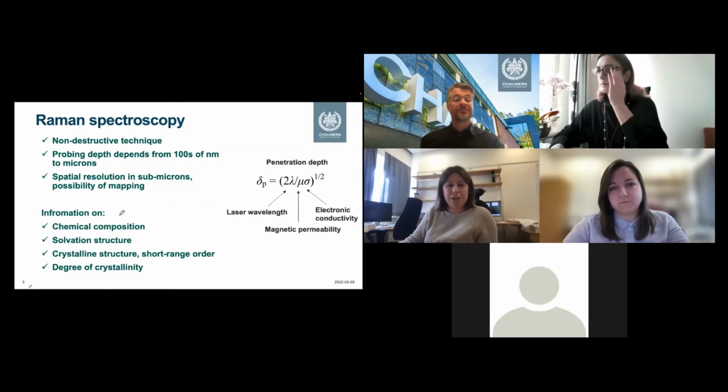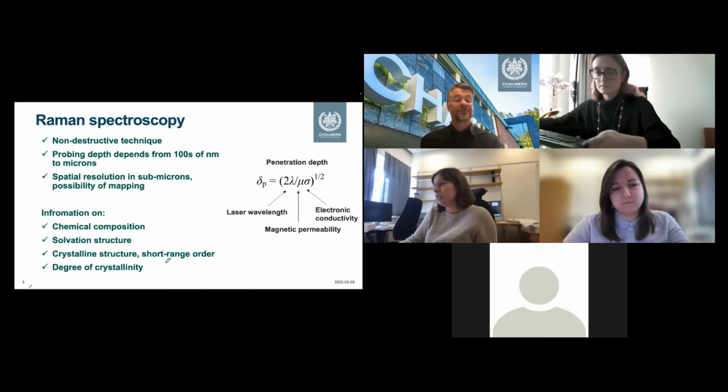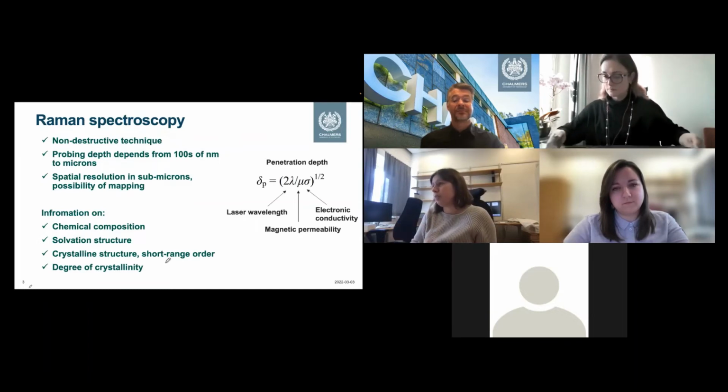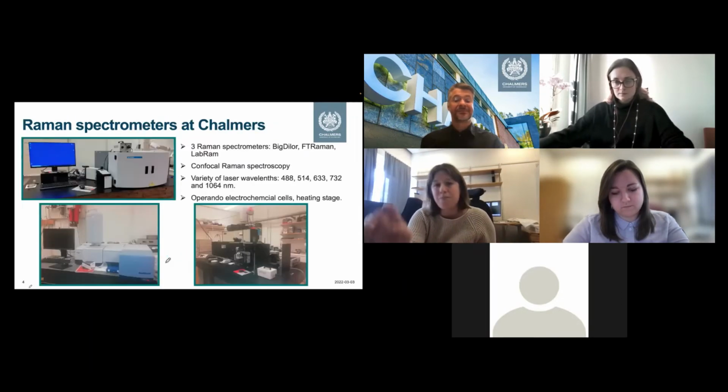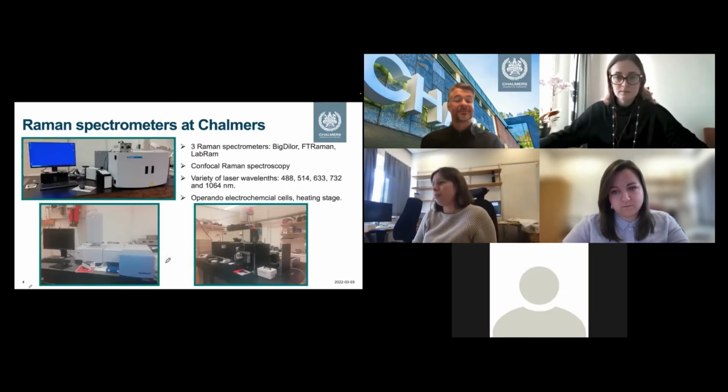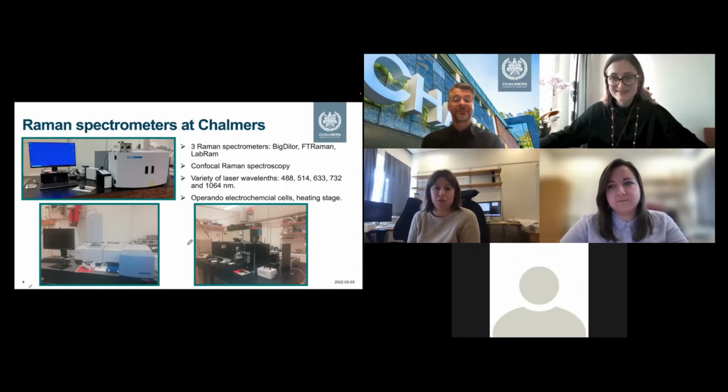And Raman spectroscopy provides information on the chemical composition of the sample, solvation structure, crystalline structure, short range order, degree of crystallinity. All this information can be fished out of Raman spectroscopy if analyzed in a good way. At Chalmers, at the Department of Physics, we have 3 Raman spectrometers that are shown in the images here, each of which has its own advantages or disadvantages compared to the others.